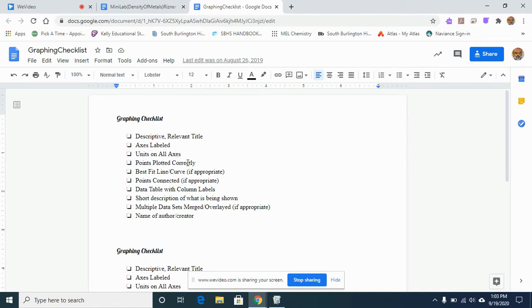The points are plotted correctly. Logger Pro does that, but if you were doing this by hand, that would be an important thing to pay attention to. There's a best fit line, if appropriate. It was here. The points were not connected because it was not this type of experiment.